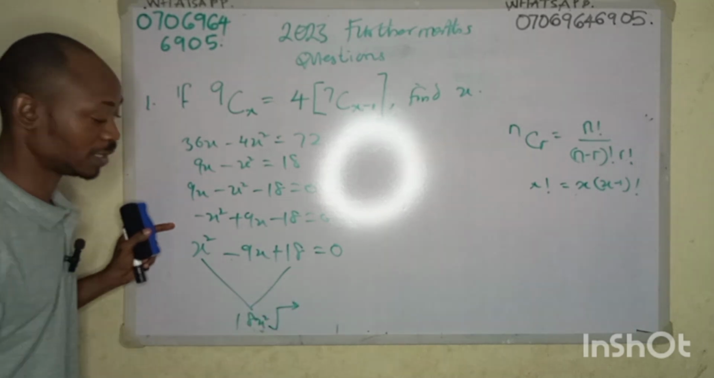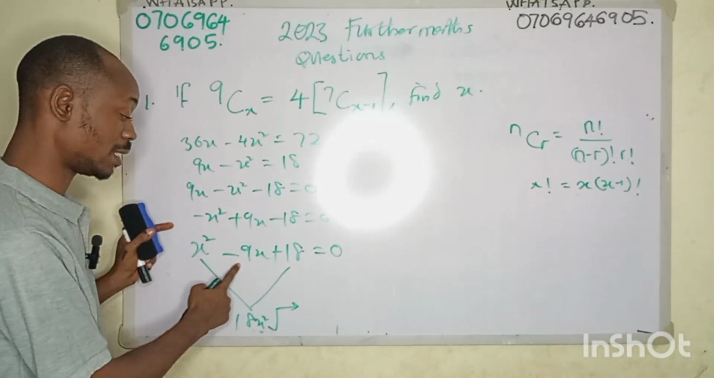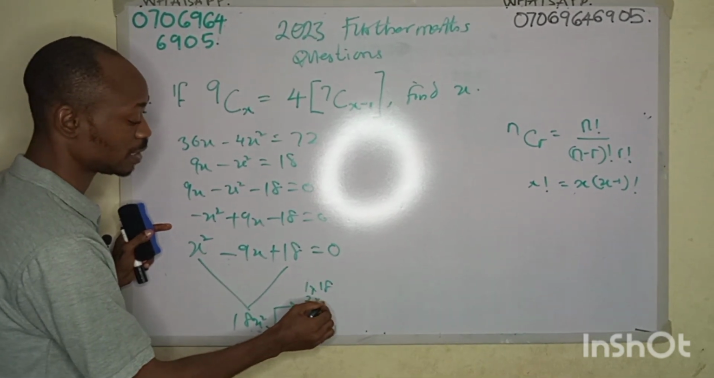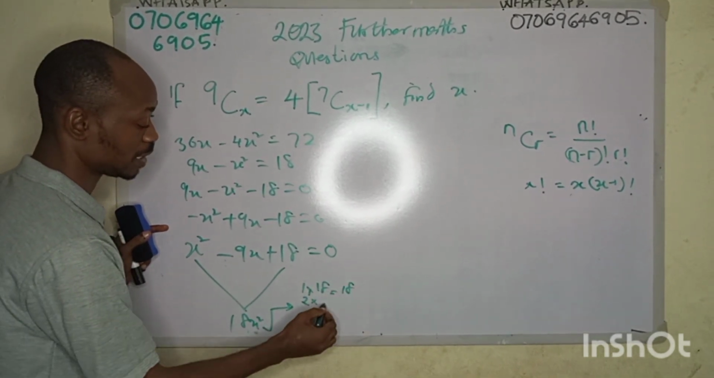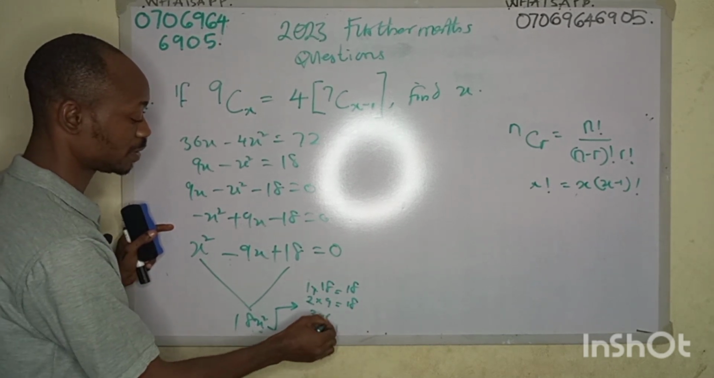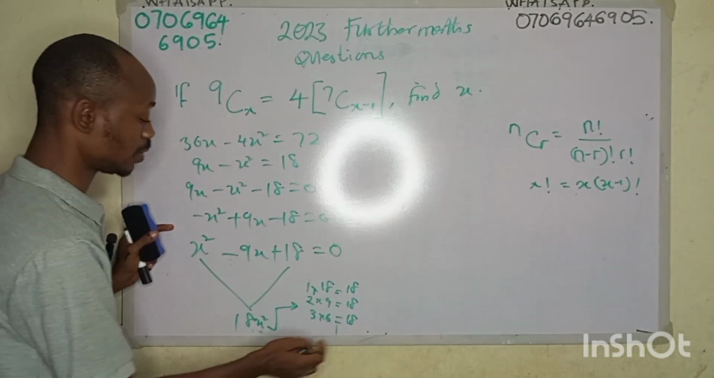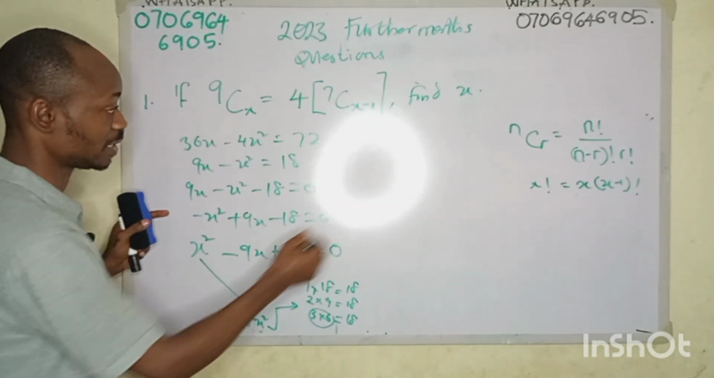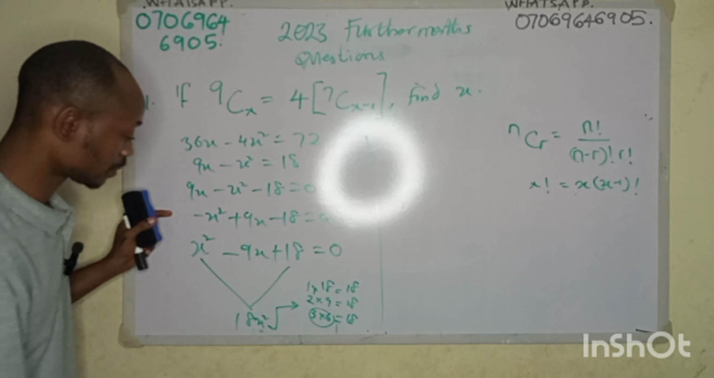We find the factors of 18 that will give us 9 or negative 9. We have 1 times 18, we have 2 times 9, and then we have 3 times 6. Out of all these three pairs, it's only this pair, 3 and 6, that will give us negative 9.